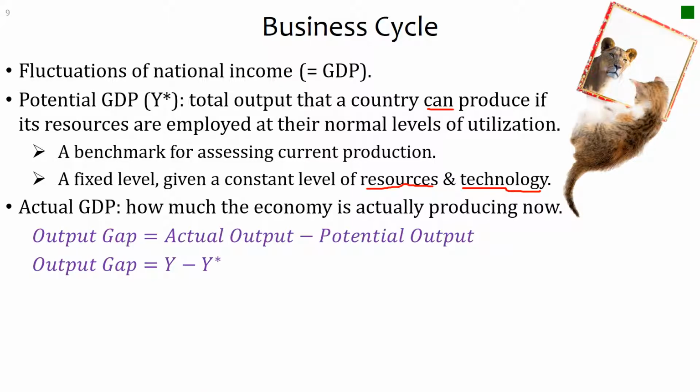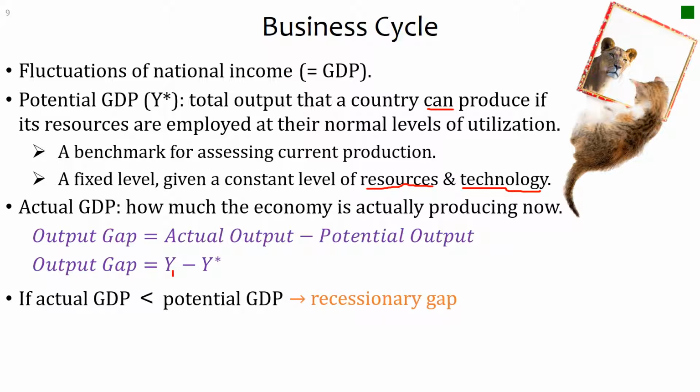So y, sometimes it's used as y1 or y2, that's our actual, and y star is our potential. So if our actual is less than our potential, we call that a recessionary gap. Whenever you see this word recessionary gap, it simply means that the actual GDP is less than the potential. That would be a negative output gap because our y is less than our y star. So you do the math, you're going to get a negative number. And the main problem that exists during a recessionary gap is unemployment, because resources are not being utilized.